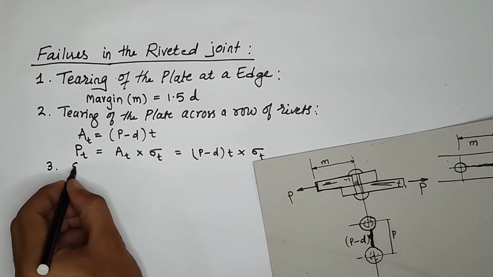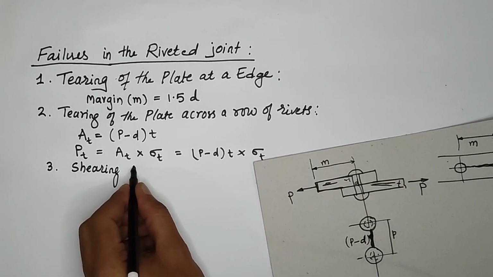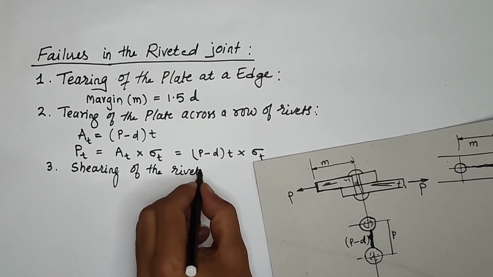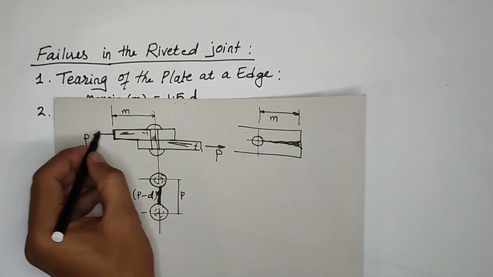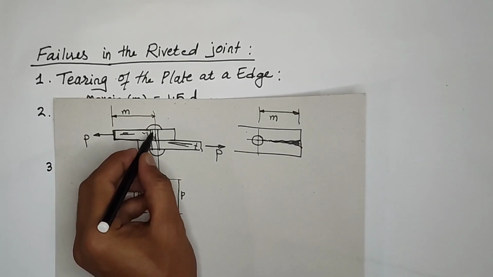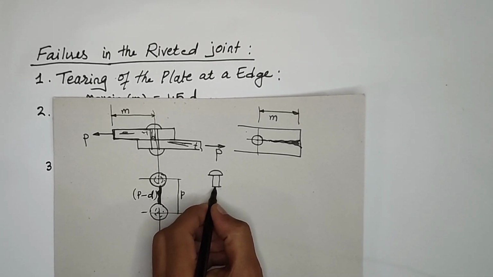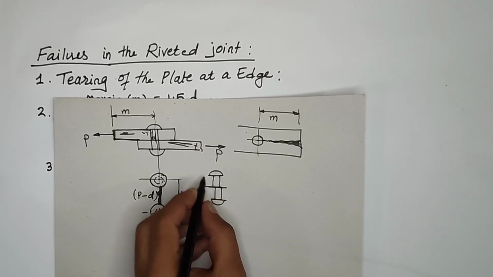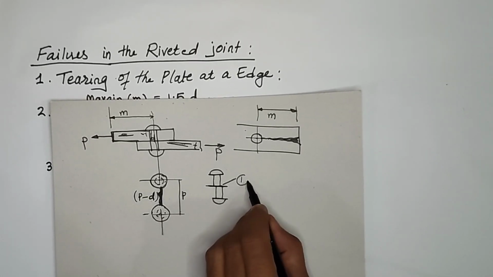Now the third one is related to shearing: shearing of the rivet. Generally shearing will happen at the rivets. Shearing means, if you apply two loads, the rivet may get sheared off like this. So in this case, the number of shears is 1.